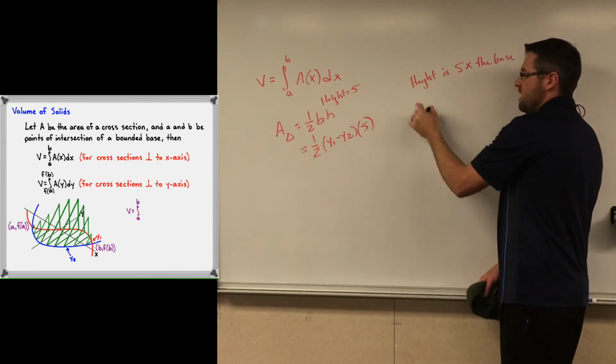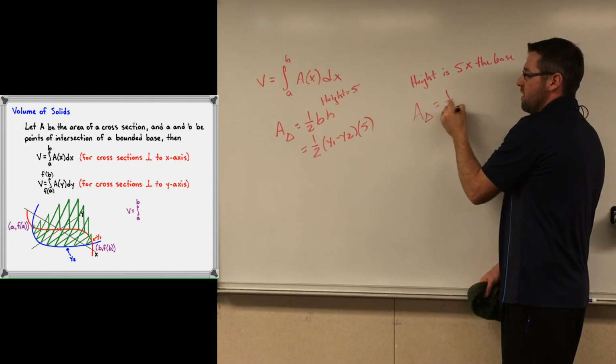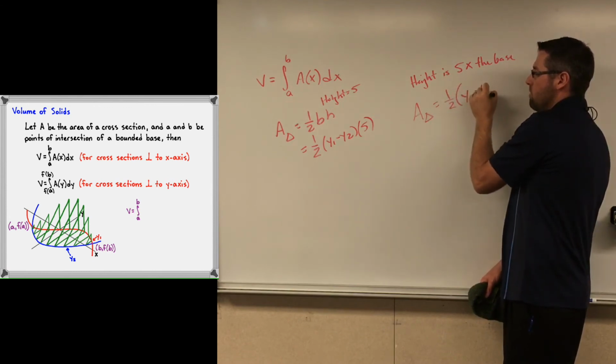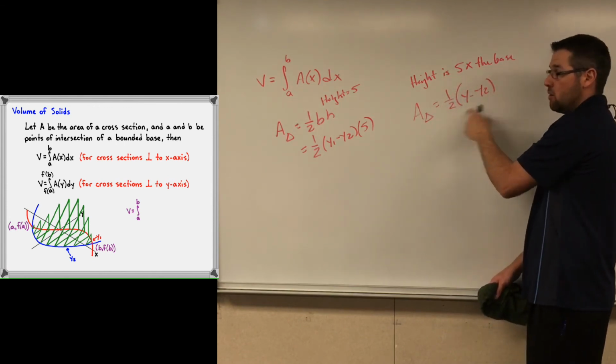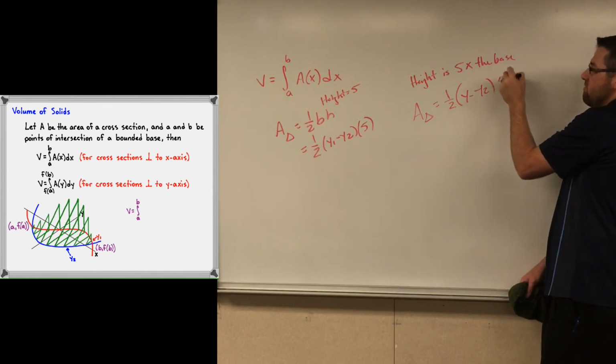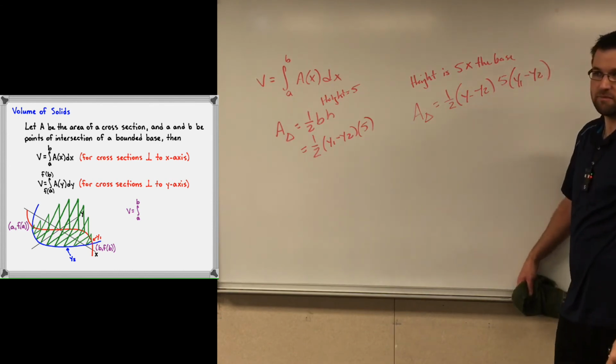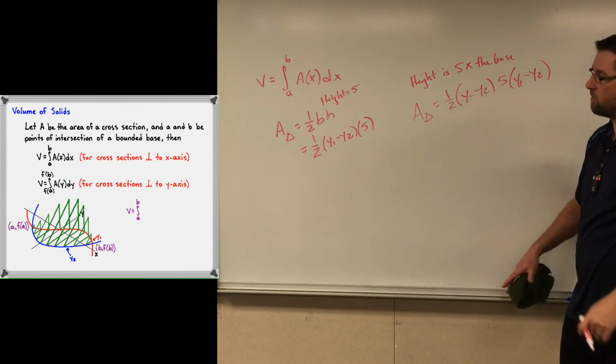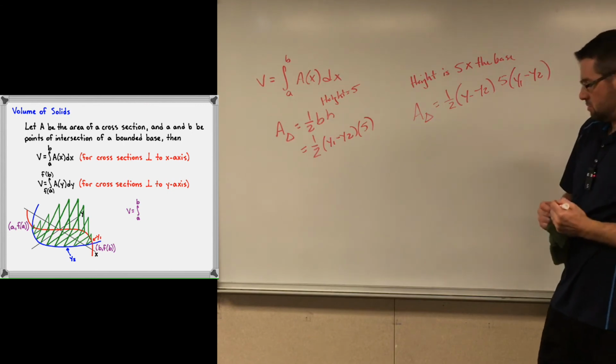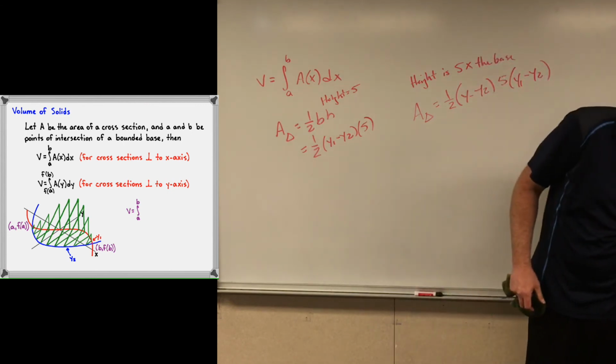Then you have to use y. Then the area of the triangle would be 1/2 of y1 minus y2. That's your base, right? What's your height? 5 times y1 minus y2. You guys okay with that? Okay. There's a lot going on here.